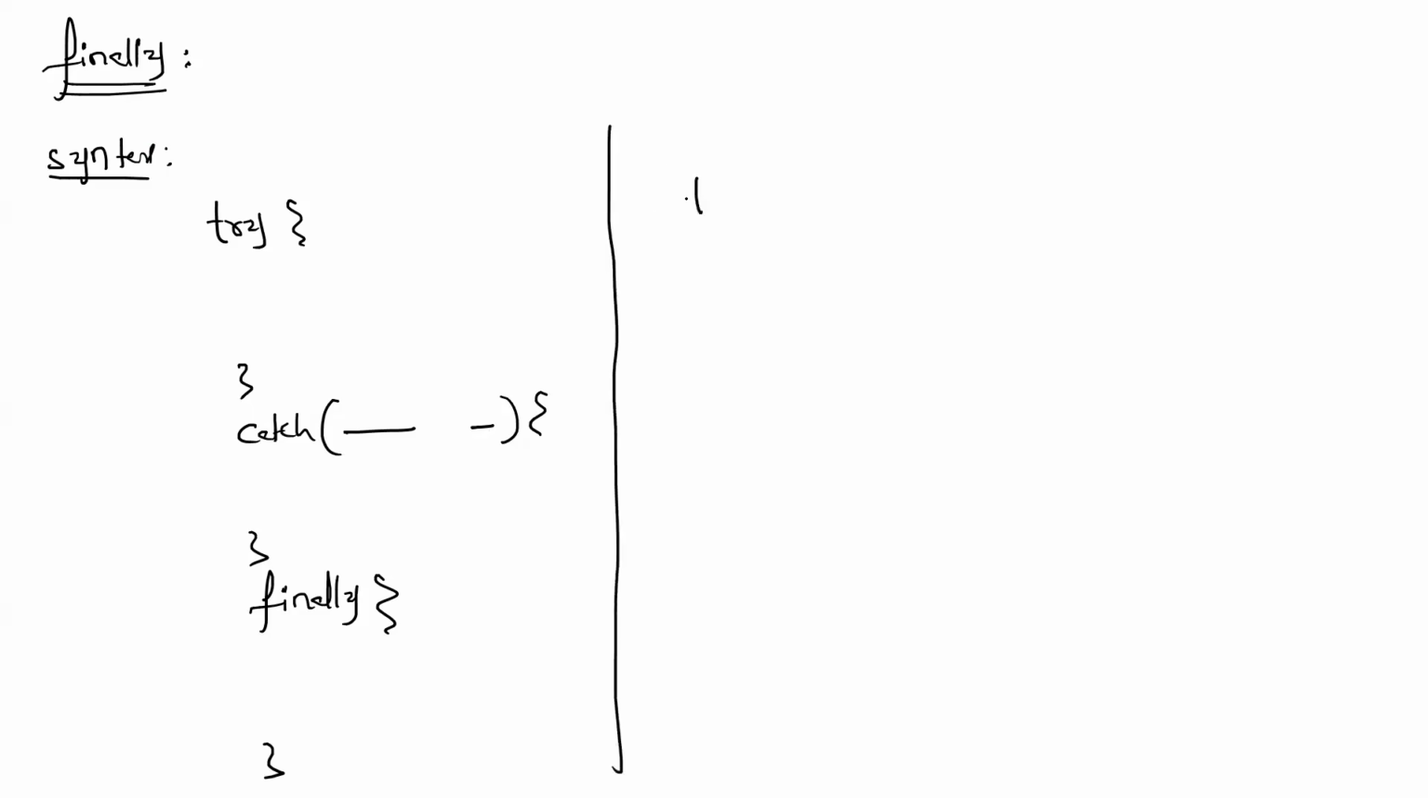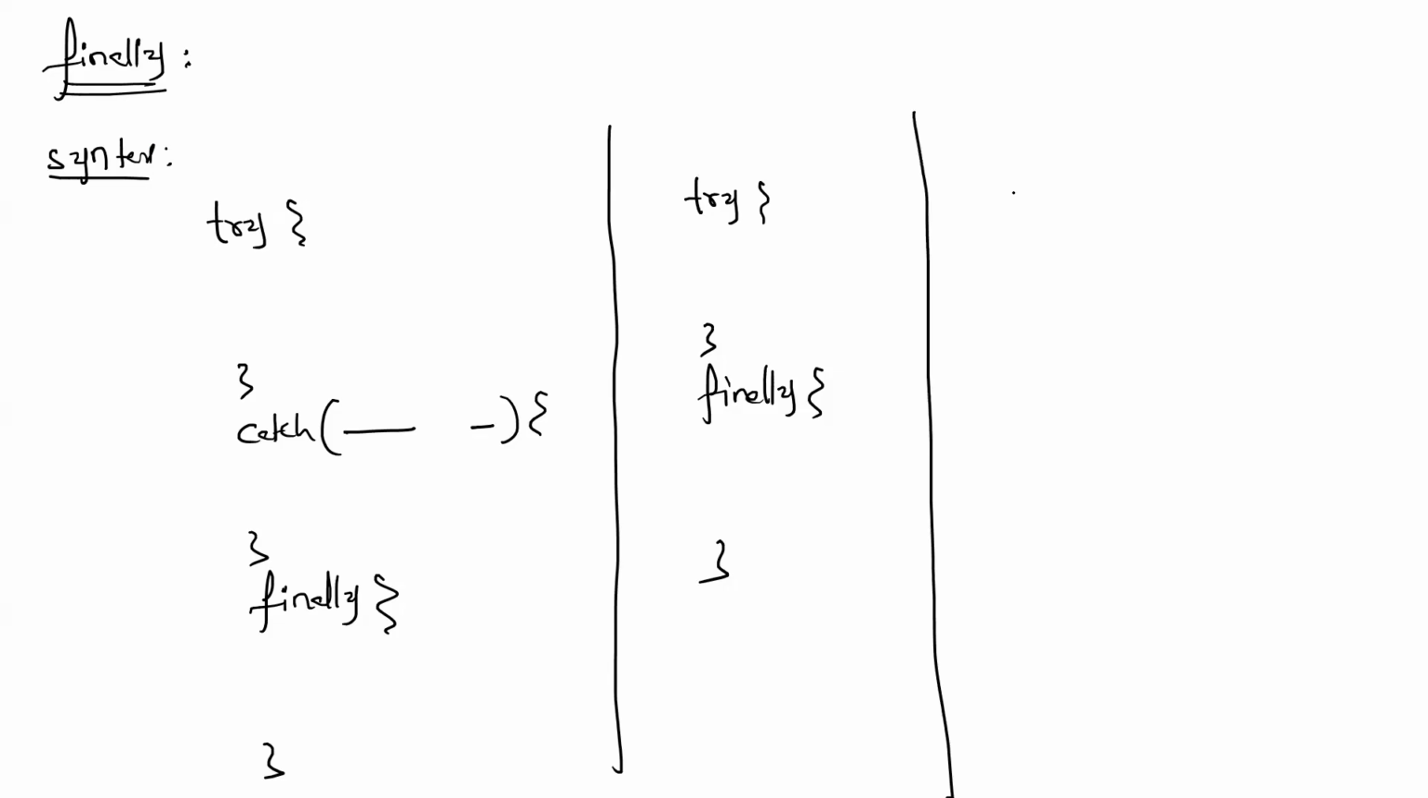Then we can also use try followed by finally. No catch, no need of a catch block. So try catch finally or try finally. These are the two possible situations. If you are using finally followed by try, followed by catch, this is wrong.